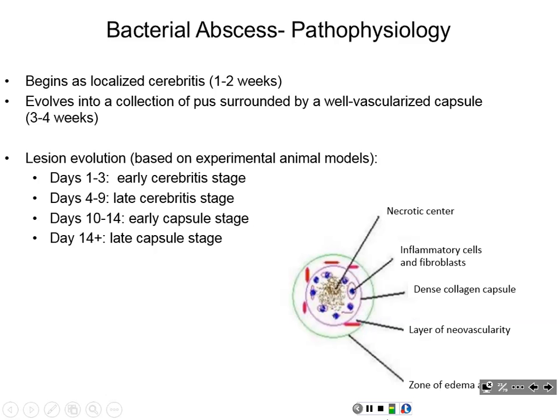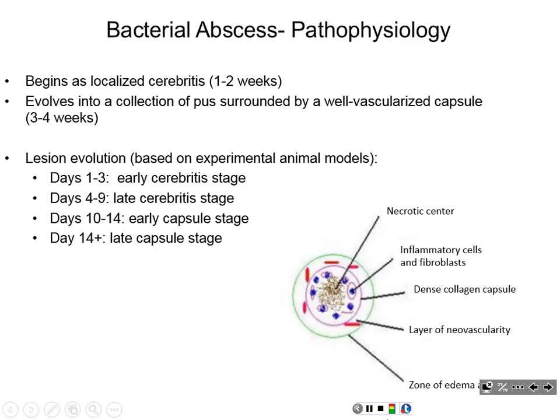Days 4 through 9, this is late cerebritis stage, so finishing up the first week. Pus formation leads to an enlargement of that necrotic center, and this becomes surrounded by an infiltrate of macrophages and fibroblasts. These macrophages and fibroblasts start forming a very thin capsule, and this also involves some reticular fibers.